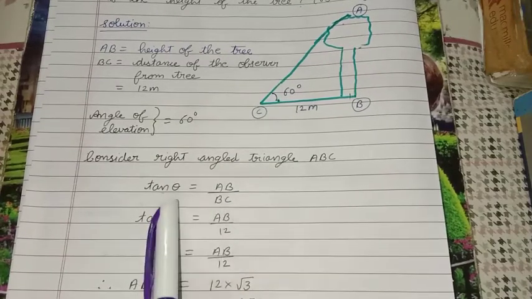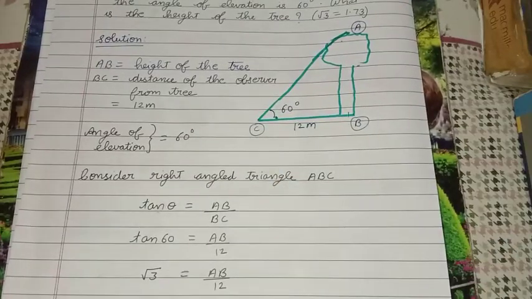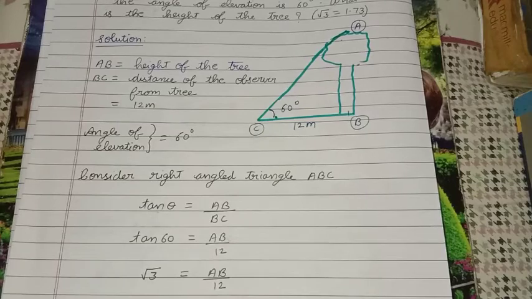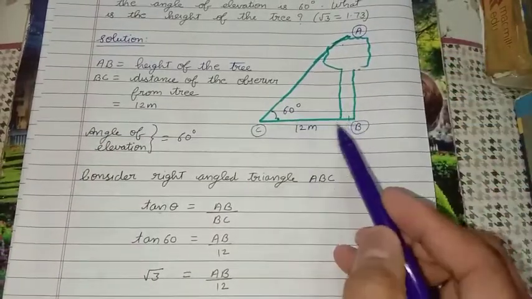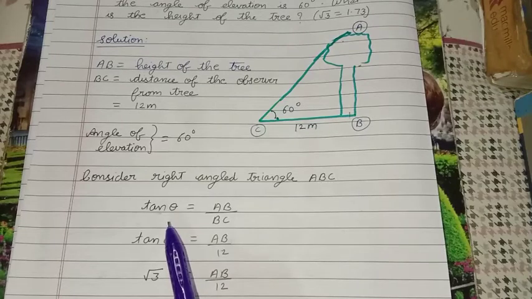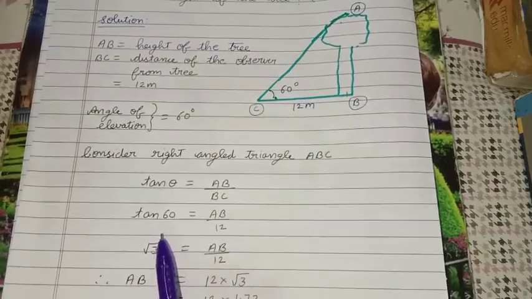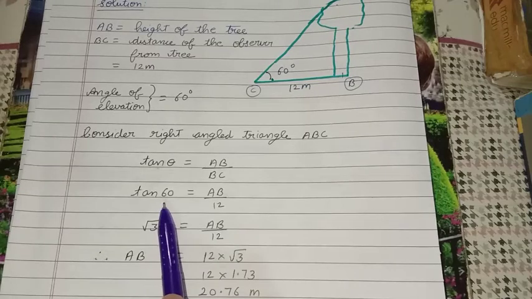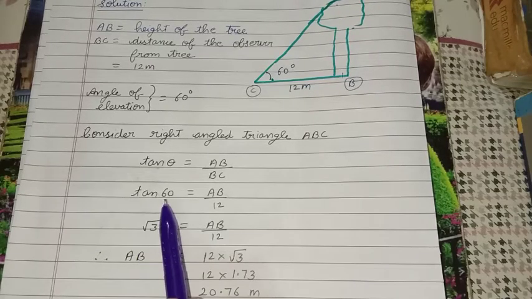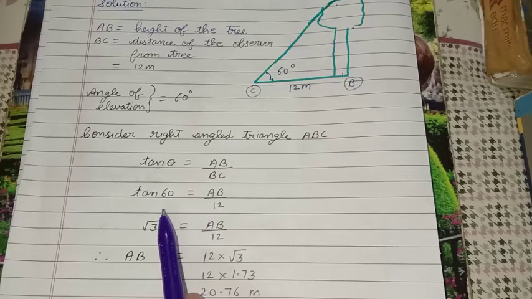So in this case, we know the formula tan of theta. If this angle is theta, then what is tan theta? It is the perpendicular side or opposite side upon the adjacent side. Remember this? This is called tan theta. So tan theta is equal to AB upon BC. Tan of 60 degrees is equal to AB upon 12. Why 60? Because theta is given to us as 60 degrees.